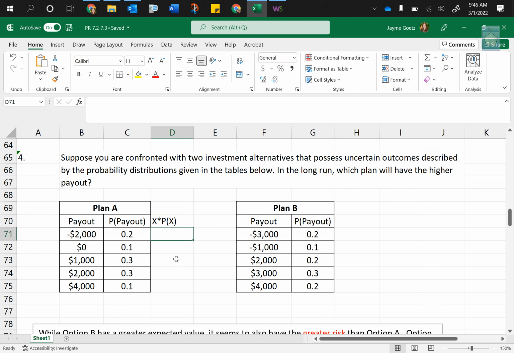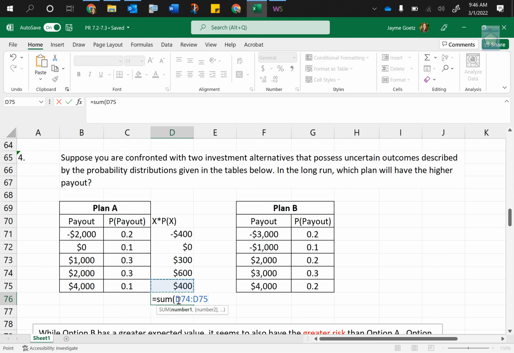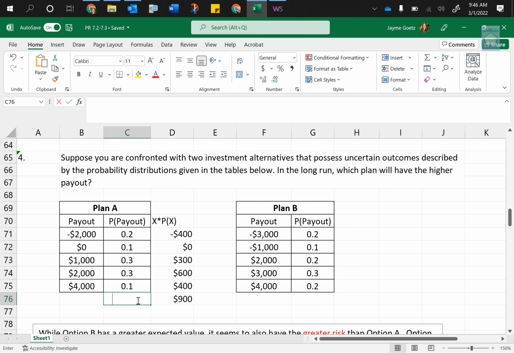So in this problem right here, what I'm going to do is I'm going to take equals the payout times the probability. We're just going to drag it on down, just like we did on the last one. What am I going to do down here? We're going to find the sum. That is my mu. That is my expected value. And I'm going to highlight it just so it's easy for me to see. You don't have to.